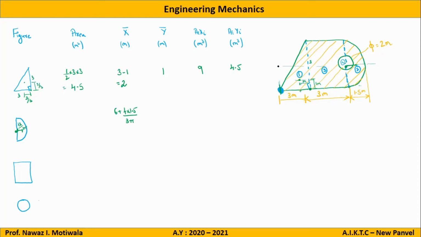What about y? How much will y be from here to here? 1.5. Yes, it will be 1.5 exactly at the radius. So 1.5 here. And for area, I know that it will be pi r square divided by 2. Okay. Now for this rectangle.